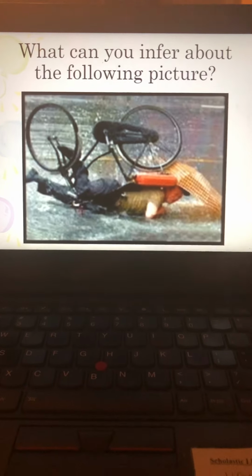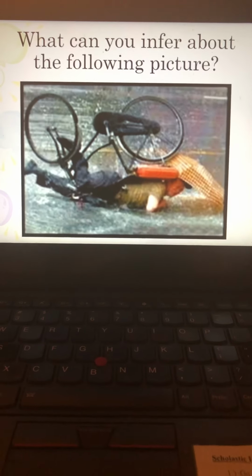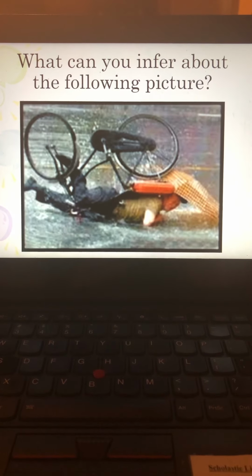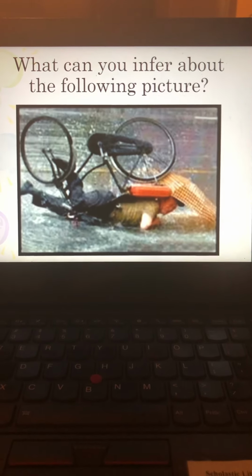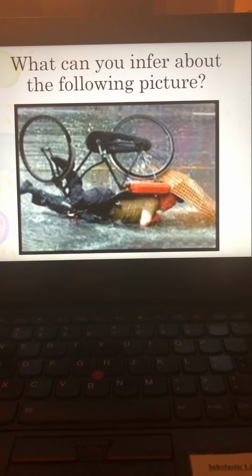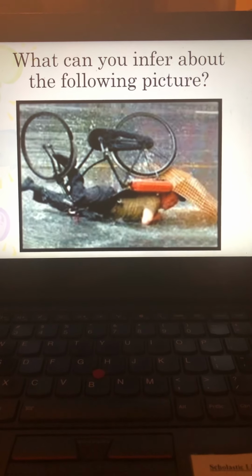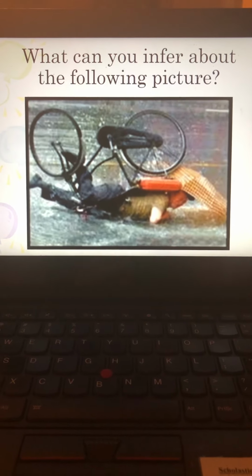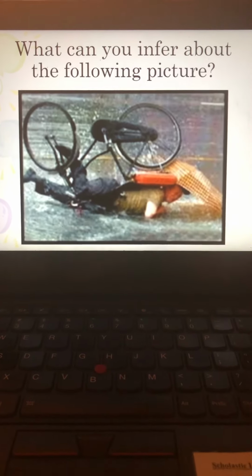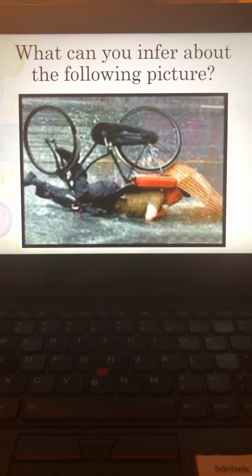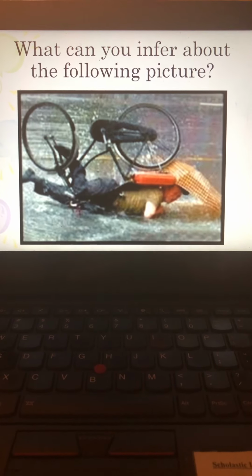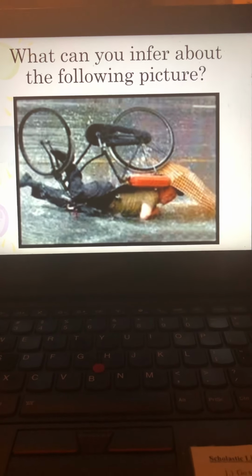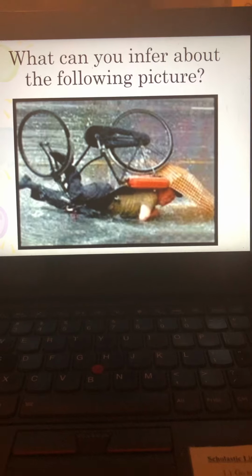Okay, let's try one more time before you do your practice. What can you infer about the following picture? So again, I am going to collect the details and connect that with my personal schema. And I can tell that this gentleman is hurting in a bad way. He probably knew it was raining, he knew it was bad weather, or he wouldn't have had an umbrella with him. I think that's a safe inference.